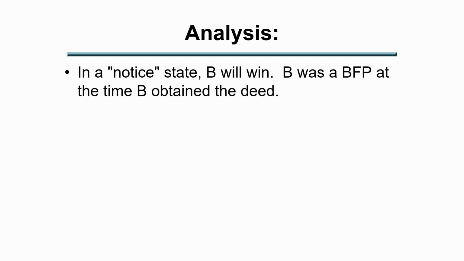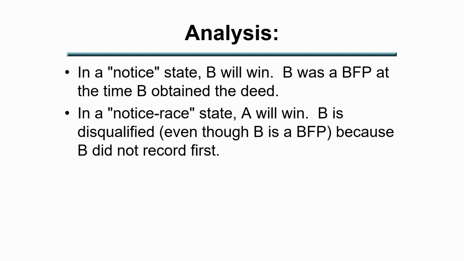In a pure notice state, B is going to prevail. The reason is that B was a bona fide purchaser at the time B obtained or was delivered that deed that B received, and that's really all we need to know. In a pure notice type state, we simply don't care who recorded when or whether A recorded before or after B does, as long as we can say that A didn't record by the time B took B's deed and B was a bona fide purchaser, B will prevail. So the information about who recorded first later is totally irrelevant.